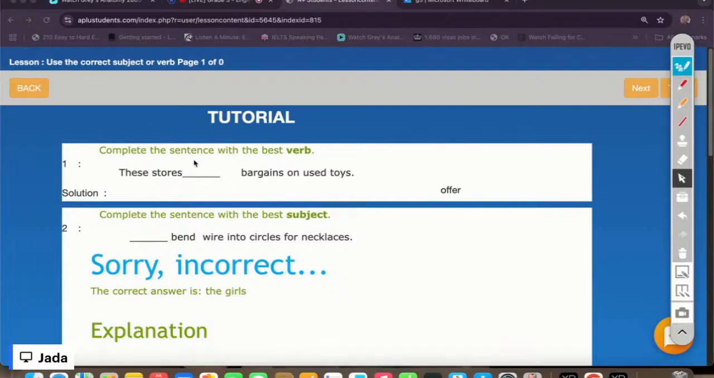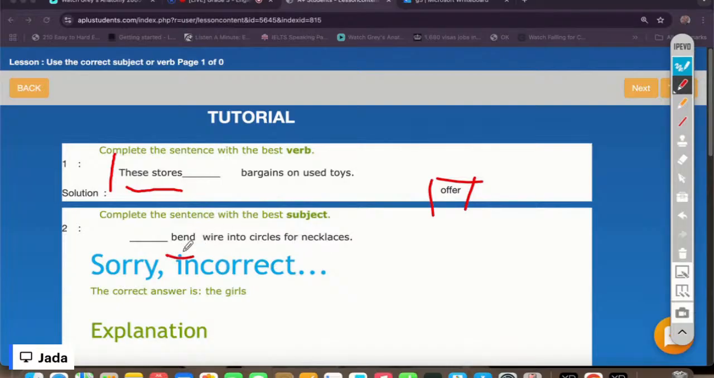All right, so we have complete the sentence with the best verb. These stores dash bargains on used toys. So what do we have? These stores. This is going to be a plural subject. So you need to have a plural verb, and plural verbs don't end with s, es or ies. So offer.